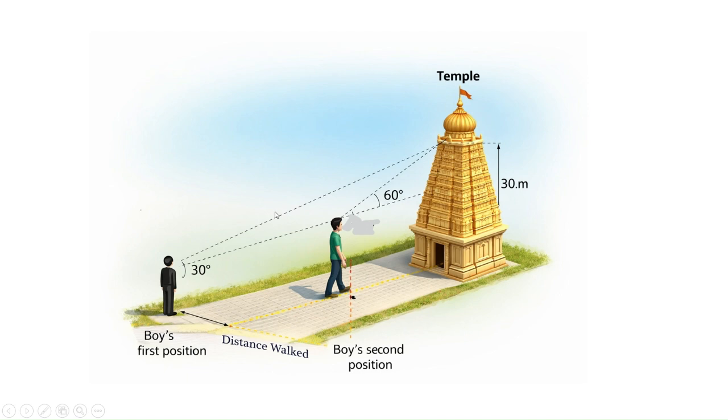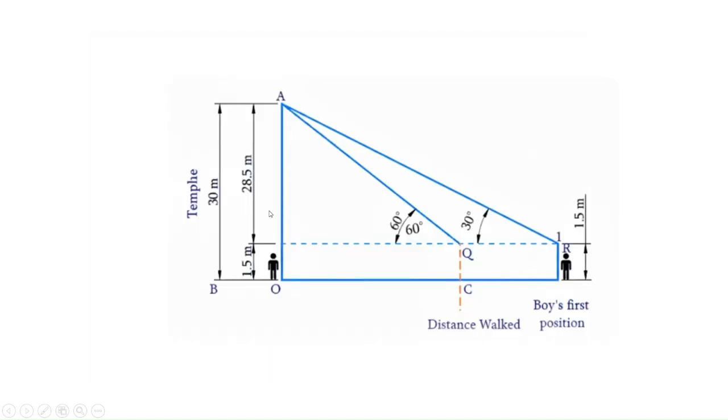Right? So let us see here. This is the temple height 30 meters, and the boy's height is 1.5 meters. So the effective height that the boy could see is 28.5 meters, because we need to subtract the height of that particular boy, because his angle of elevation is given from his eye. That's why we need to consider this height also.